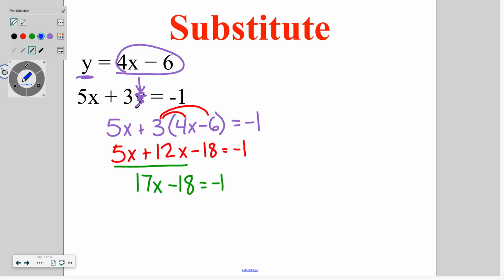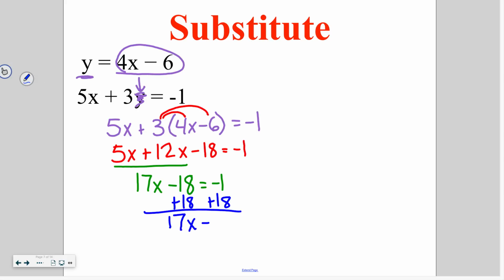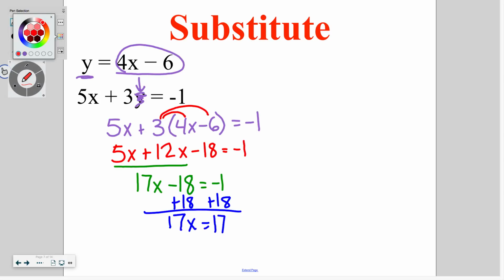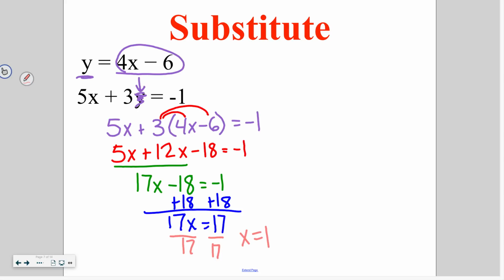I'm going to go ahead and add 18 to both sides, which gives me 17x is equal to 17. And when I divide both sides by 17, I end up with an answer of x is equal to 1. So now we know what x is equal to, but we still don't know what y is equal to.